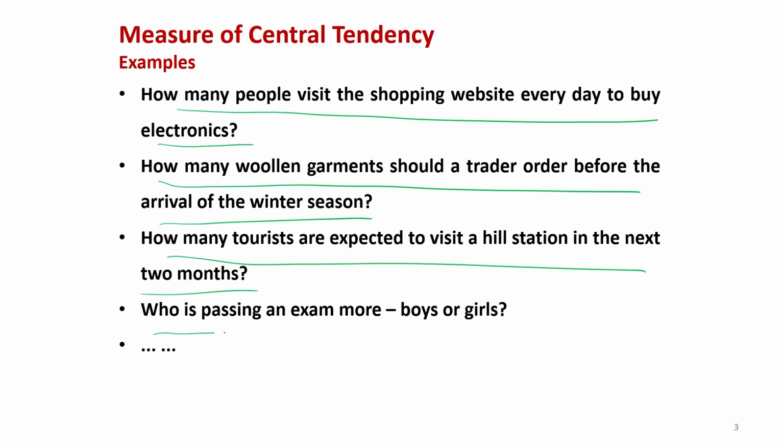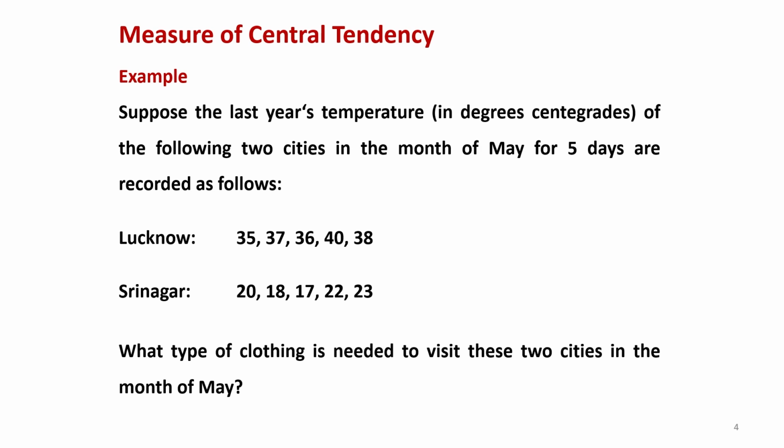Similarly, if somebody wants to know for a particular examination who is qualifying this examination more often, girls or boys, if they give only the numbers, that may not be very helpful, but if they give us that on average these many boys have passed the examination and these many girls have passed the examination, that will give us a broader idea of who is passing the examination more. Right. So these are, and then there can be different situations where this arithmetic mean or the central tendency of the data is required to be known.